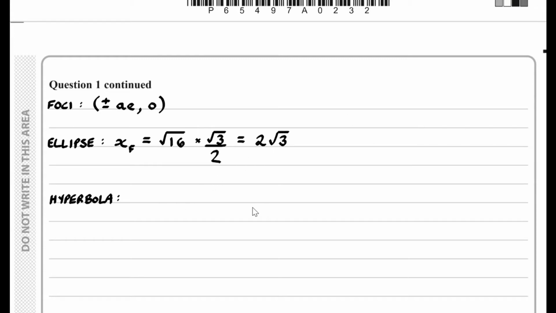And if we consider the hyperbola, then the x-coordinate of the foci will equal a multiplied by 2 over root 3, which is equal to 2 root 3 a over 3.